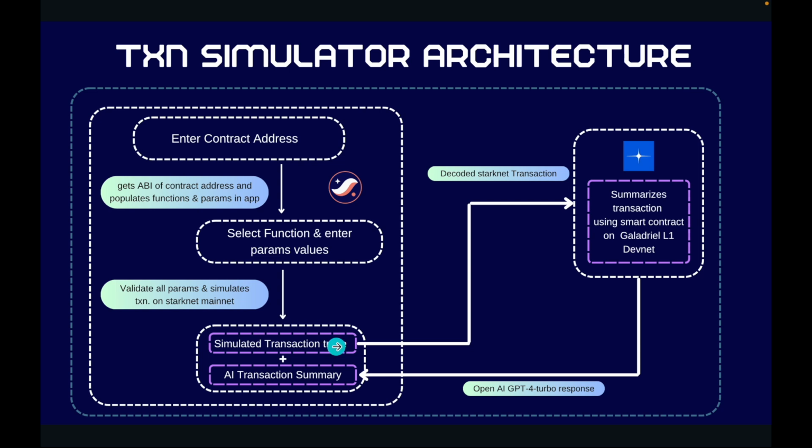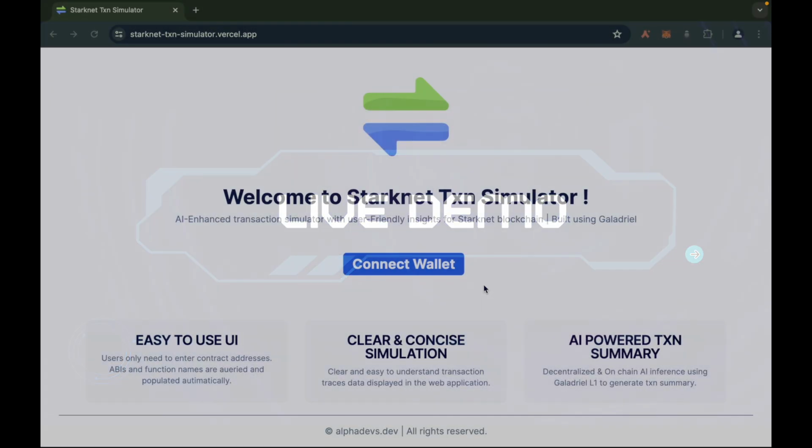This simulated transaction trace is decoded in the front end itself, and it is sent to Galadriel L1, where a summary of the transaction is generated using our smart contract, which is deployed on Galadriel L1, and we receive a response which is generated underneath by OpenAI's GPT-4 Turbo, and we add this transaction summary in our front end. Let's go to the live demo.